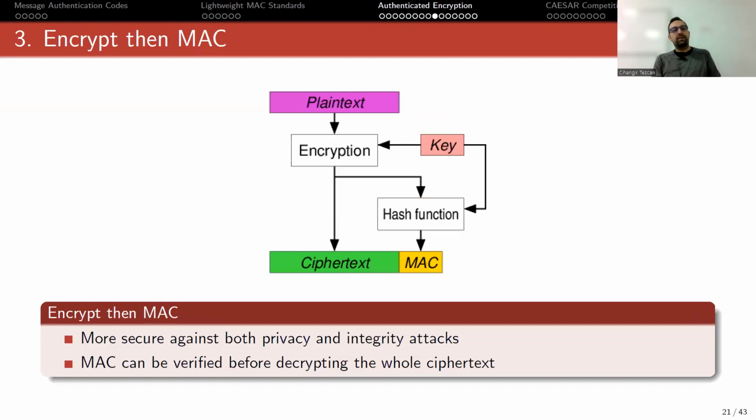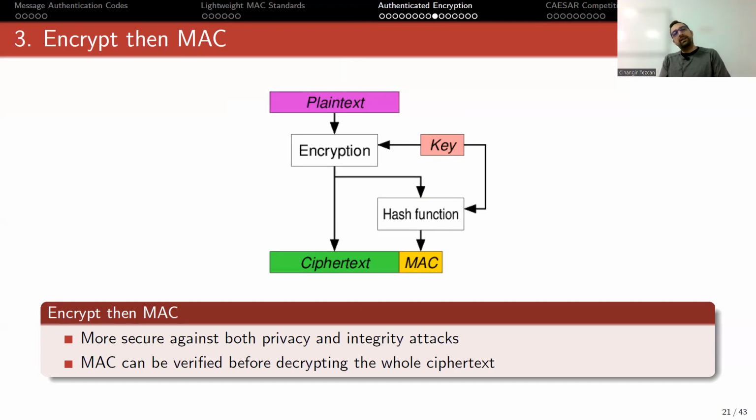So we have something better. This is called encrypt and MAC. This is nice because now you first encrypt, obtain the ciphertext, but put this ciphertext to the hash function with your secret key, and obtain the message authentication code. So the person who receives this looks at the ciphertext, calculates the tag, and checks if it is correct or not without performing the decryption operation. So if they don't match, they drop the packet. So you save the trouble of performing the decryption. So it is kind of more secure against both privacy and integrity attacks compared to the previous two. And the MAC can be verified before decrypting the whole ciphertext. This is the nice thing.